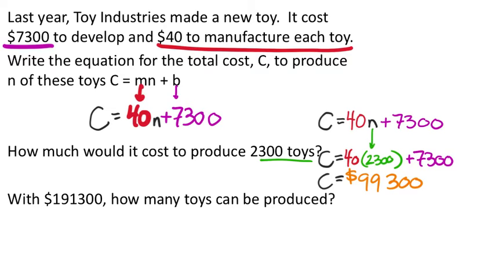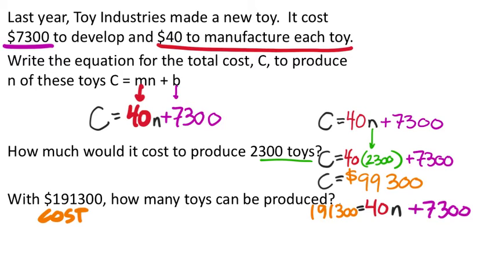And with $191,300, how many toys can be produced? What we're looking at here is the cost, right? That's the C value. And so let's go back to our equation. C equals 40N plus 7,300. But here, of course, the cost is now going to be, it's kind of big, $191,300.